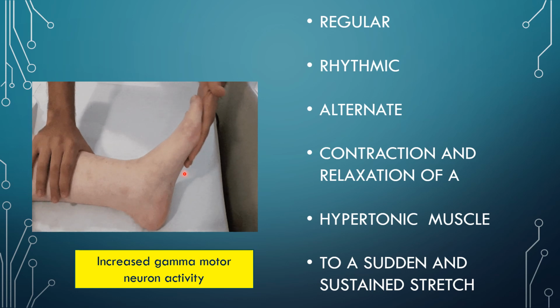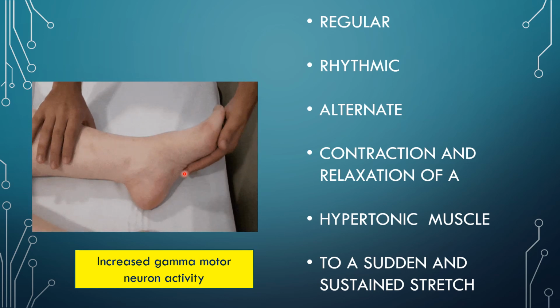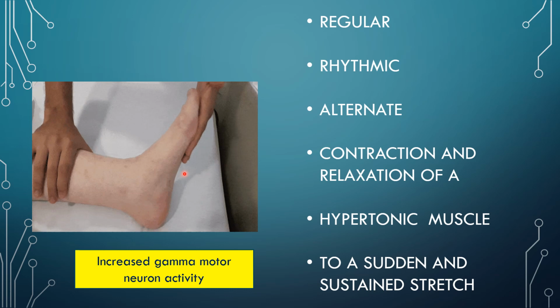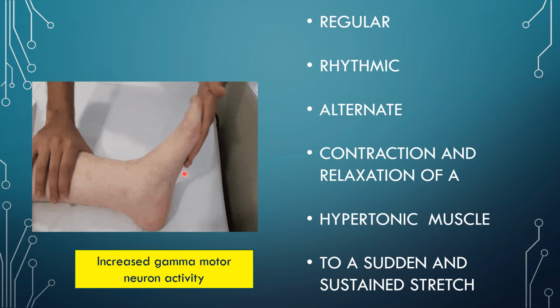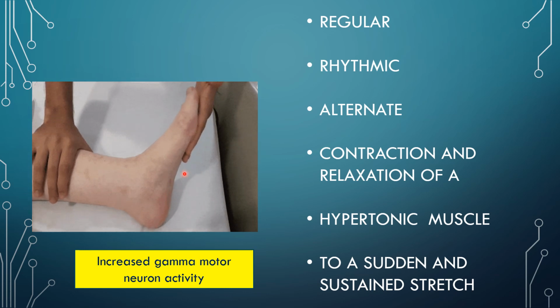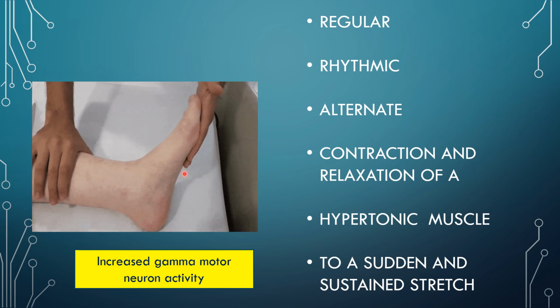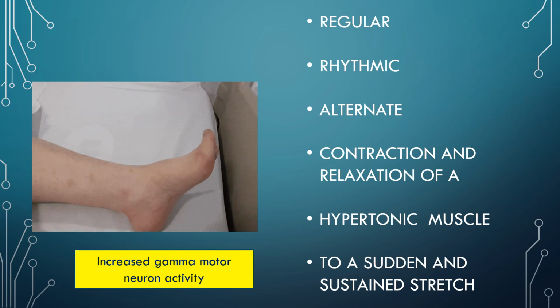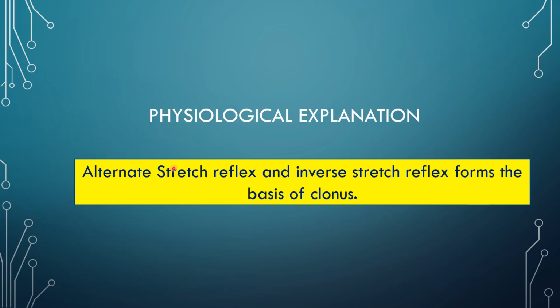Now it is said that in case of clonus, there will be increased gamma motor neuron activity. Now we want to know the physiological basis of this clonus. Alternate stretch reflex and inverse stretch reflex form the basis of clonus. So physiologically we need to explain how this alternate stretch and inverse stretch reflex is causing clonus.